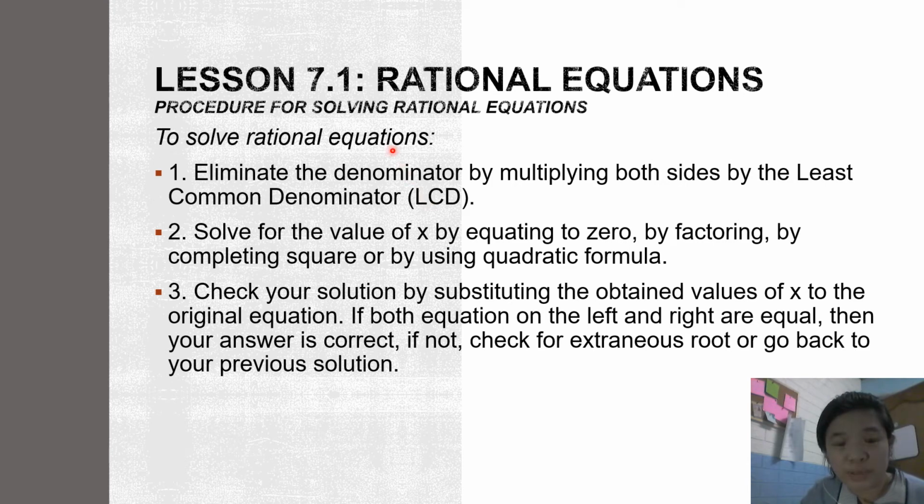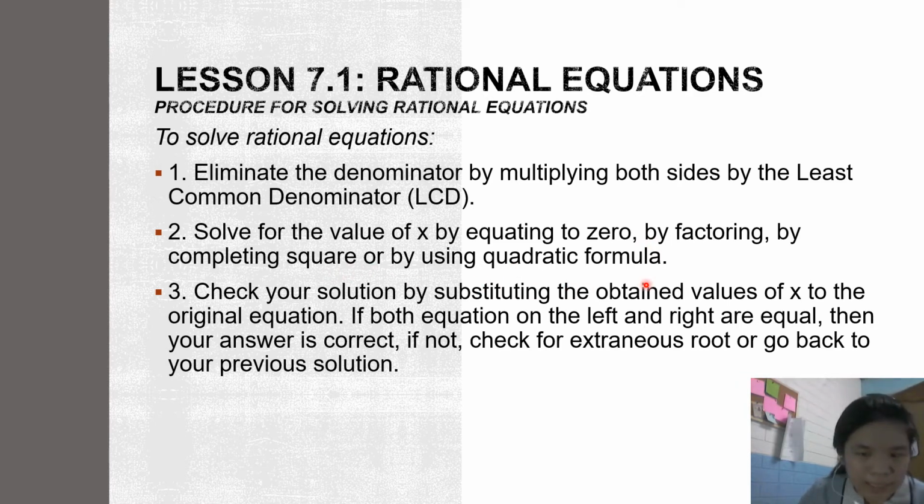Let's now proceed on solving rational equations. So what are the procedures? Just follow the 3 steps. First is to eliminate the denominator. Second, solve for the value of x by equating 0, factoring, completing the square, or quadratic formula.